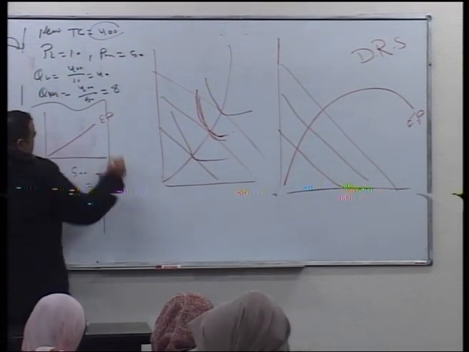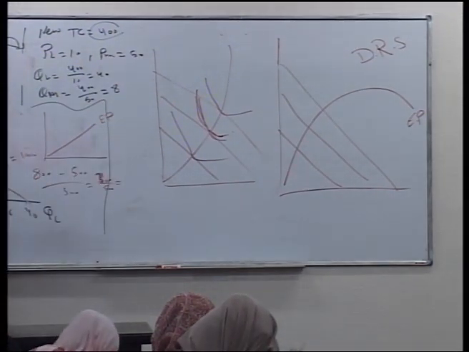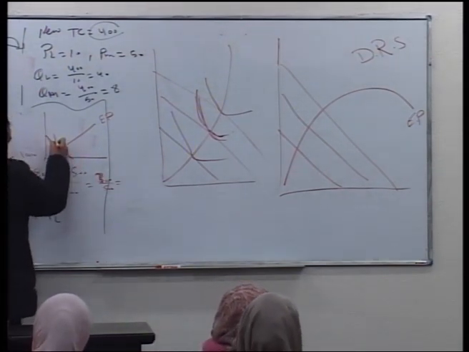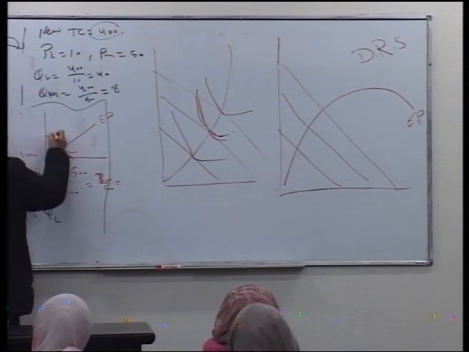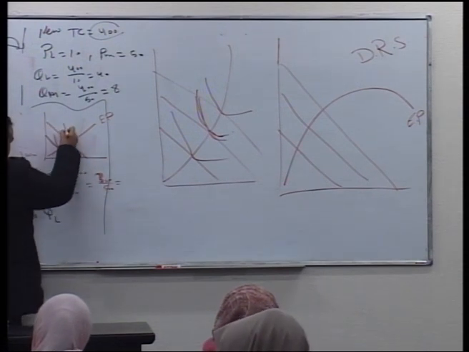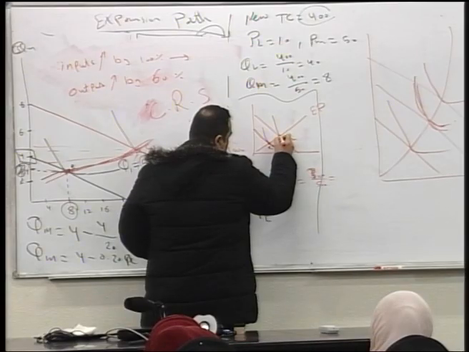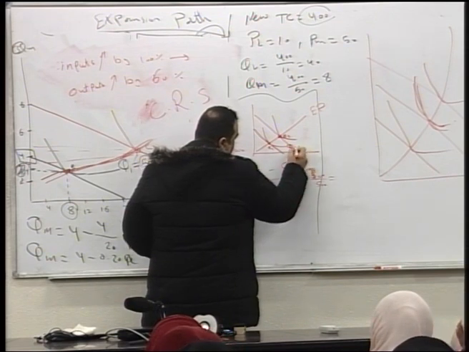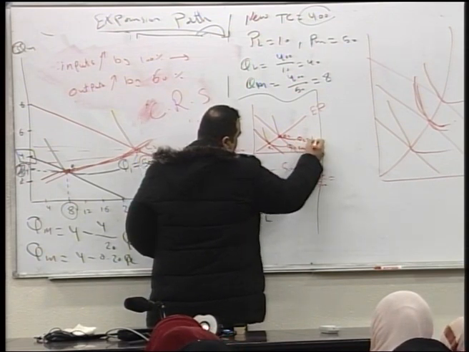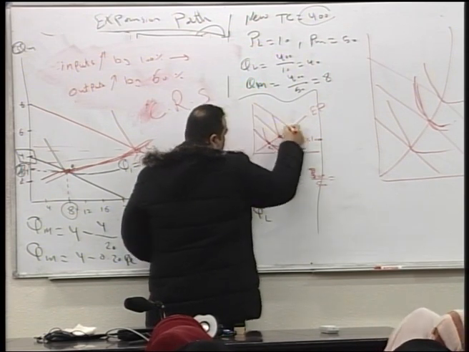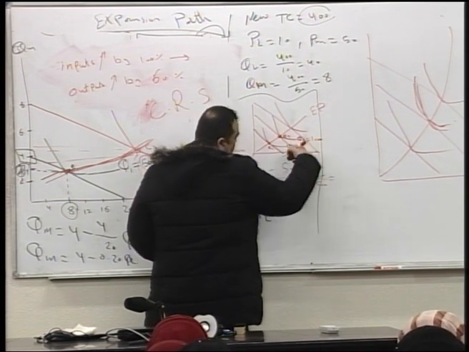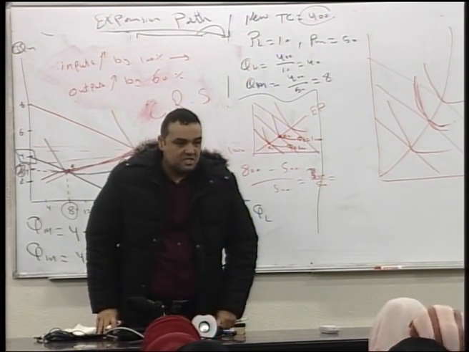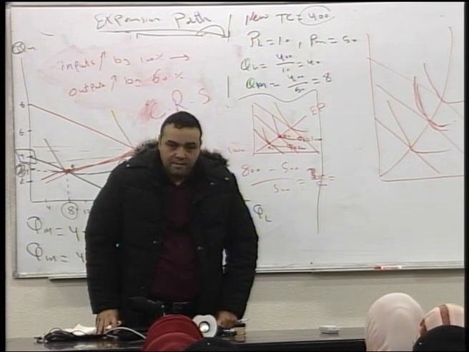An expansion path. See how it happens? Here, fixed or constant returns to scale. The equilibrium will be like this here. This is E1, E2, Q1 equals 500, Q2 equals 1000, and the third here, the percentage change in inputs equals the percentage change in outputs, right? Okay.